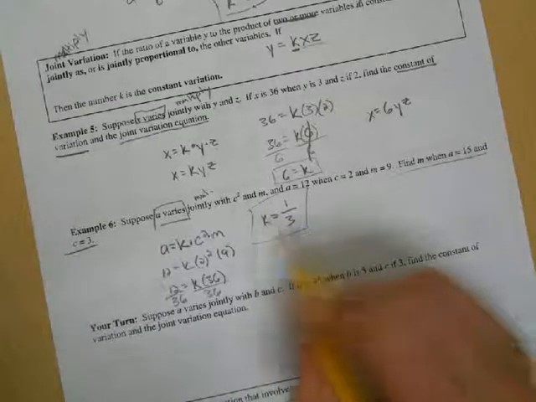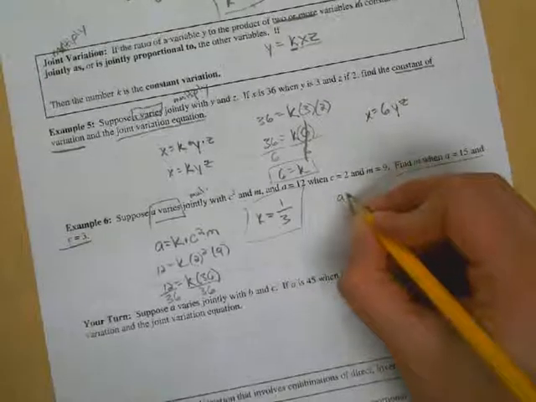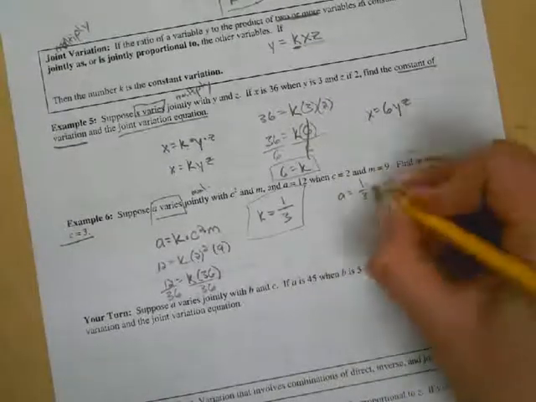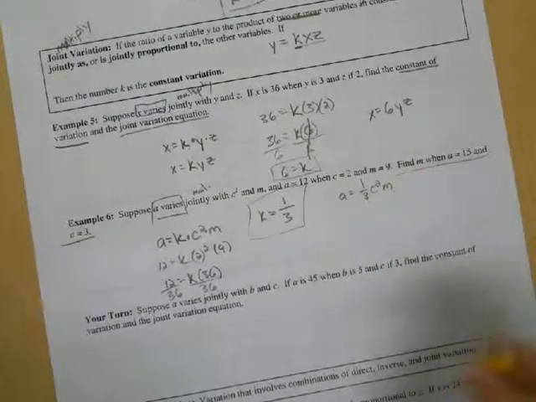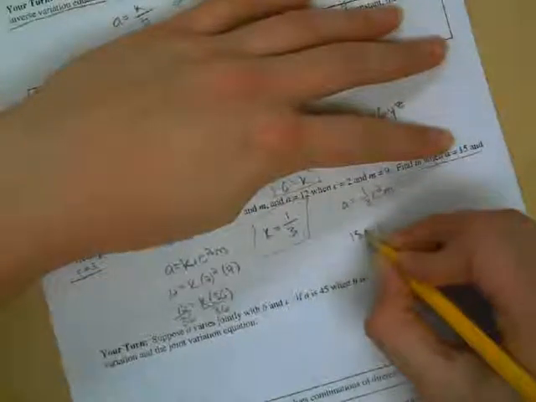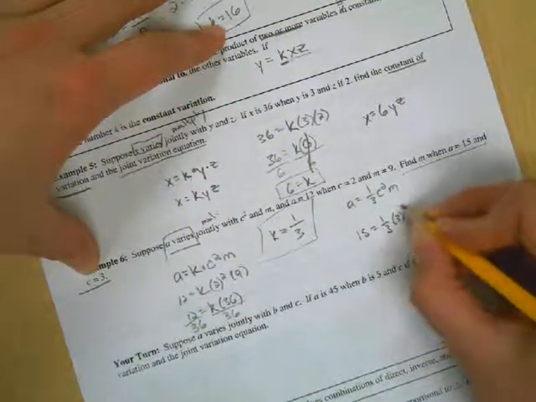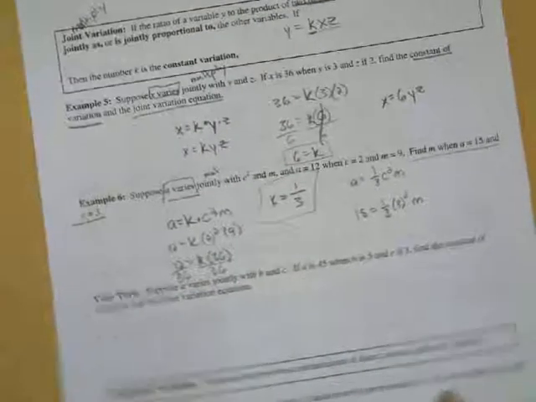So 1/3 is my K value. So now they want me to find M when A is equal to 15. Here's my variation equation, with C squared M. Now I know my constant of variation. So now I plug in A, and I use my 1/3 value, and I plug in the C, because they want to know when A is 15 and C is 3, what is my M? Well, now I can solve for M. I've got to stop spinning this thing, don't I?